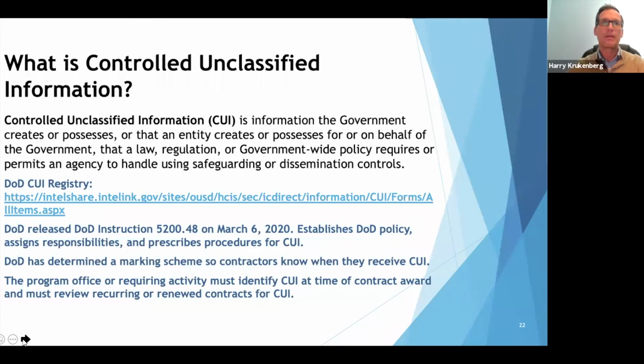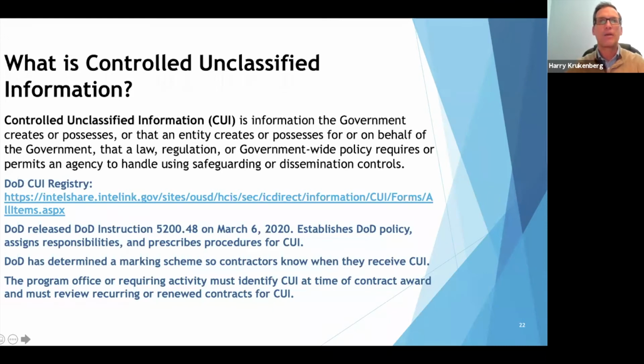And the good thing with respect to CUI is that it's well defined in terms of what's considered CUI. And the DoD has actually created a CUI registry, and we included a link there in the slide. And last year, in March of 2020, the DoD released an instruction that establishes policy, responsibilities, and procedures for dealing with CUI.